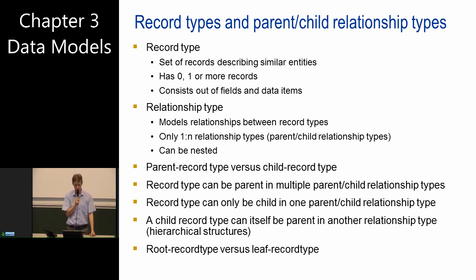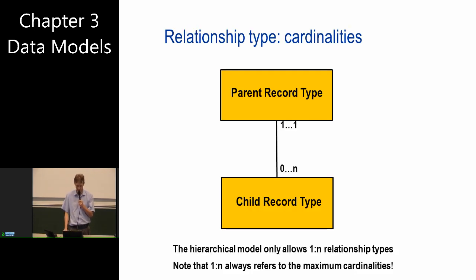The relationship types can be nested. We're going to see some examples of that as well. Every relationship type has a parent record type and has a child record type. The record type can be parent in multiple parent-child relationship types. Vice versa, a record type can only be child in one parent-child relationship type. Well, let us immediately illustrate this with an example.